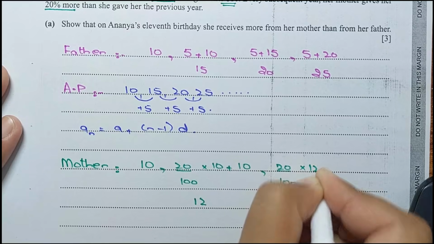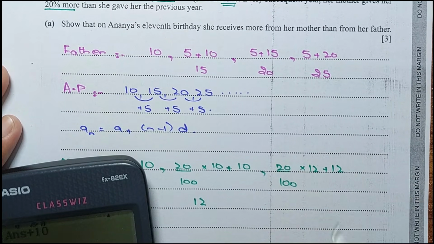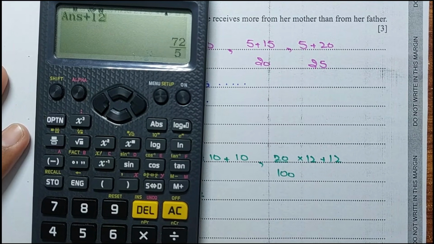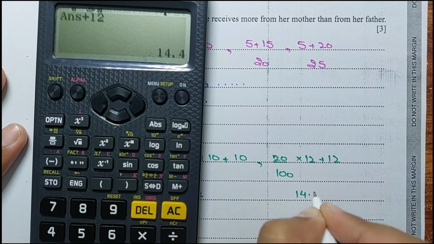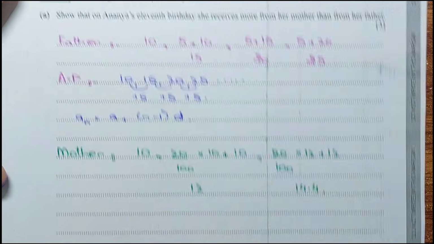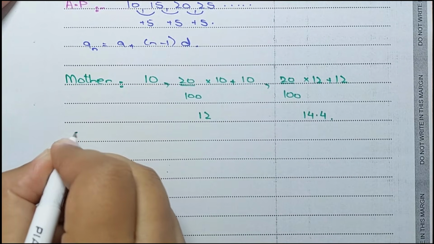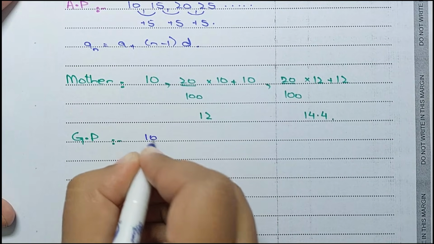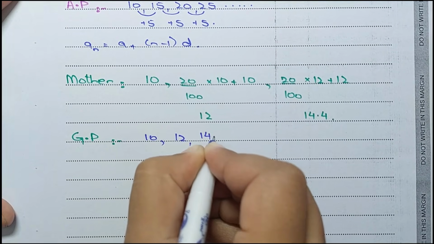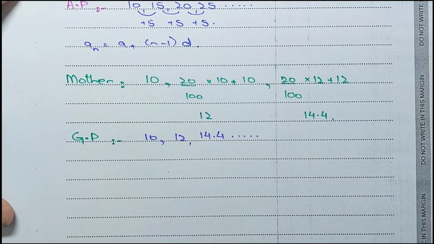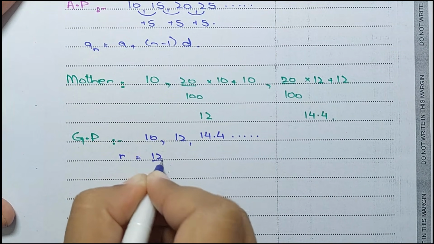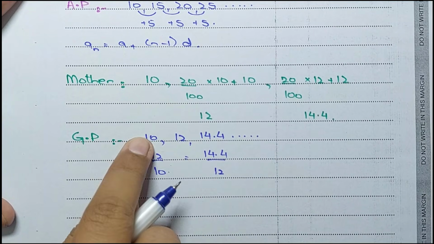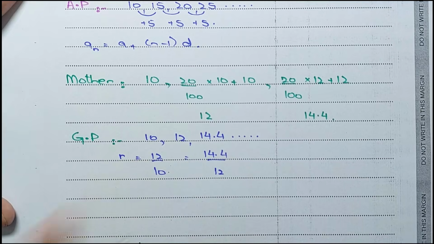Next is 20% of 12, added to 12, that is 14.4, and so on. I guess this is a geometric progression. First is 10 and then 12 and then 14.4 and so on. So find out its ratio. Ratio is 12 over 10, which must equal 14.4 over 12: second over first and third over second both are equal.